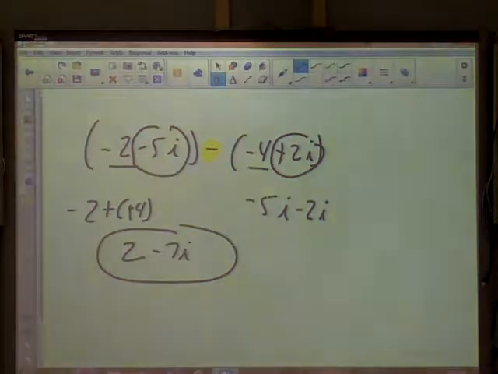It's got a subtraction sign. Huh? It wouldn't be wrong, but.